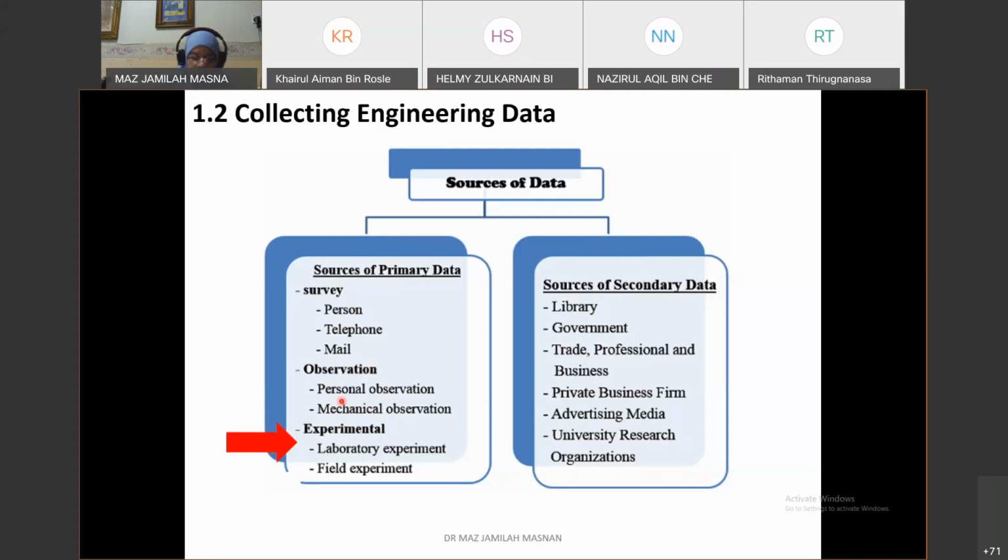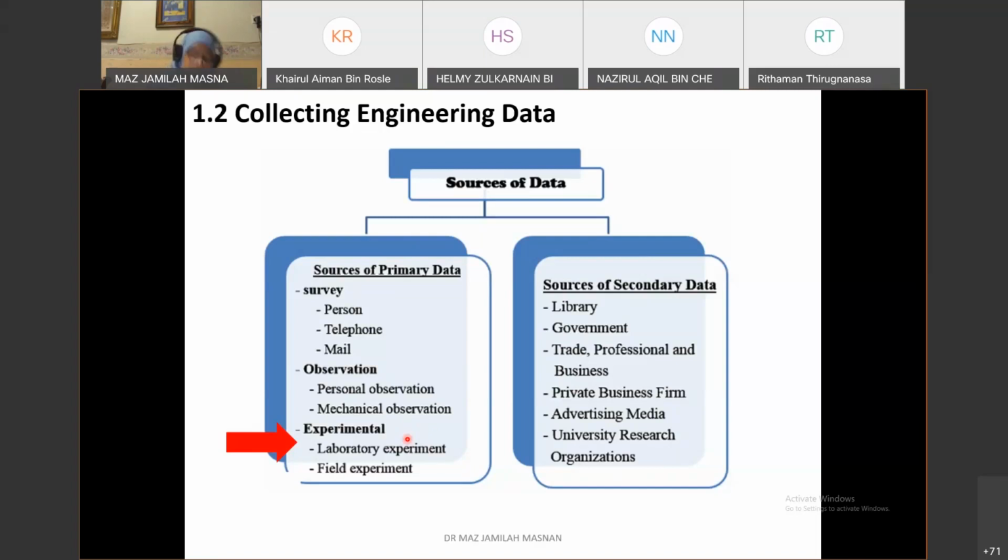But in your case, when we do an experiment, maybe in the laboratory or in manufacturing or whatsoever, when you do the experiment, of course you have to observe it. How does it change, how do the changes take place and everything. So at the same time, observation will happen when you do the experiment. That will be all about primary data.